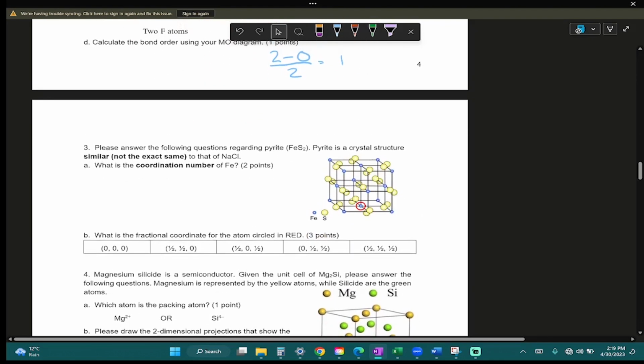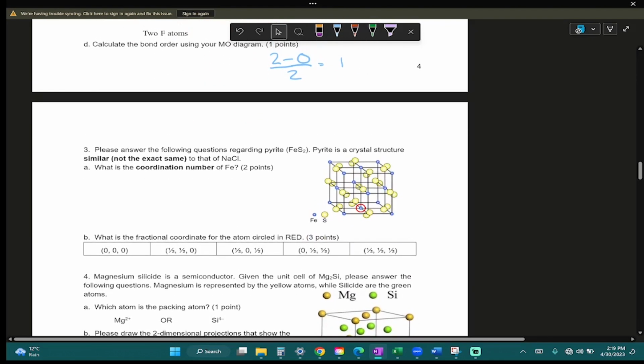Any questions? All right, let's talk about some rocks. So here's pyrite. We discussed it a little bit in class. It has a very similar crystal structure to sodium chloride, but it's not the exact same. It's slightly different because it's an FeS2 rather than a 1-to-1. It's a 1-to-2 ratio. So the first question is asking us for the coordination number of iron. Iron are the blue dots here. What do we think it is?